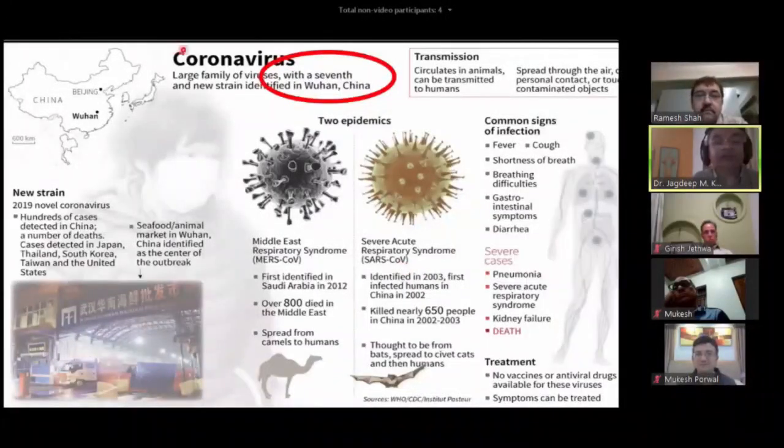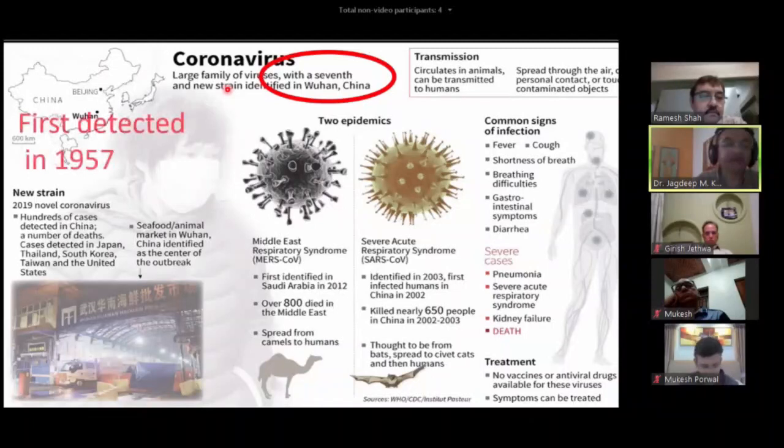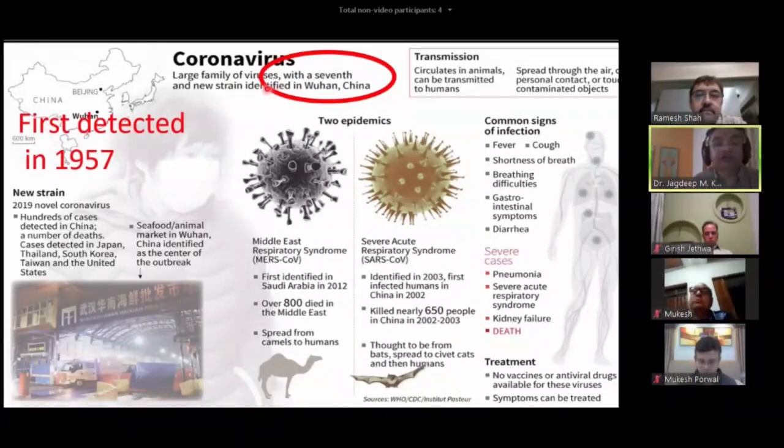The coronavirus family is a large family of viruses. There were 6 different coronaviruses. The first one was detected as early as 1957. The 6th one was detected in 2002, and this one is the 7th virus, detected in Wuhan.